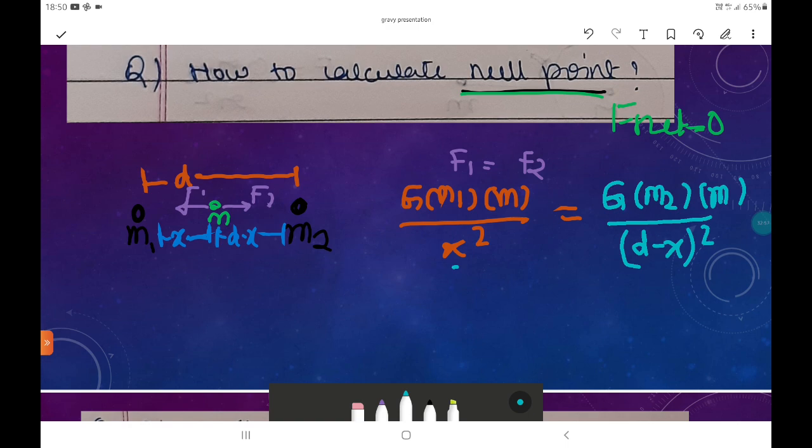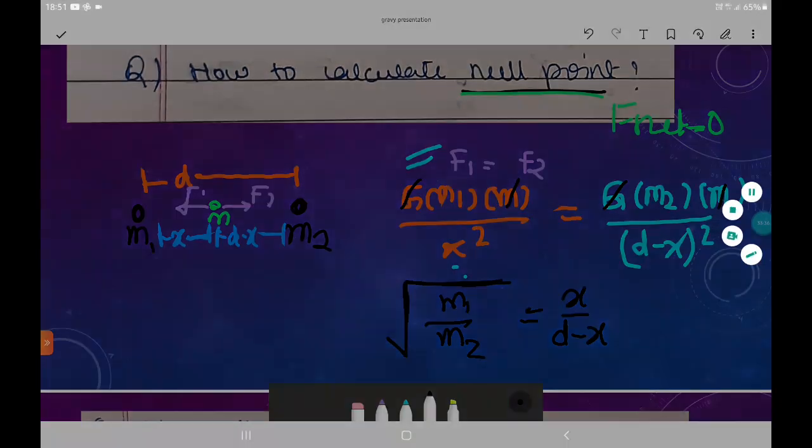So I don't recommend you to solve it and remember. Whenever the question is asked, you just need to solve it like this. You need to equate F1 is equal to F2 for the null point and find the x value. That's it. Okay, is that clear? Or if you want to solve that, see, m will get cancelled, G will get cancelled, so you will get x by d minus x is equal to under root of m1 by m2.